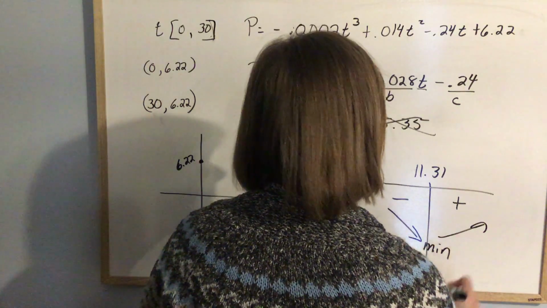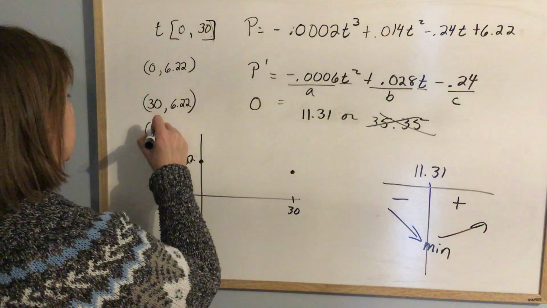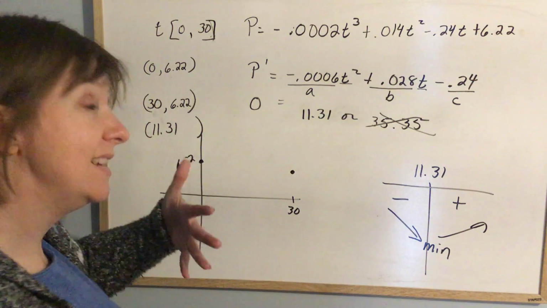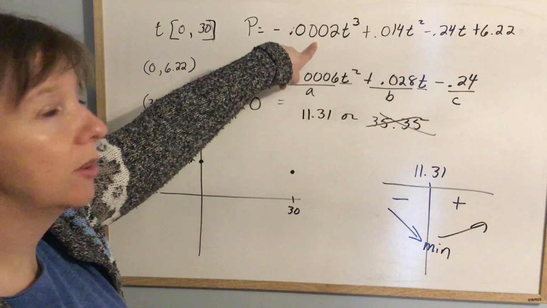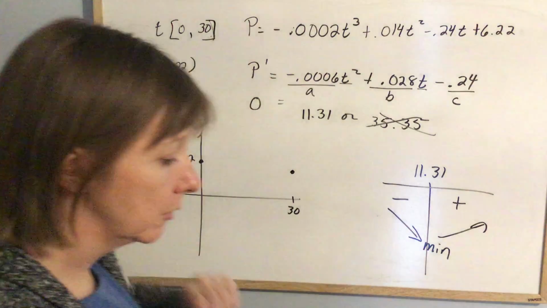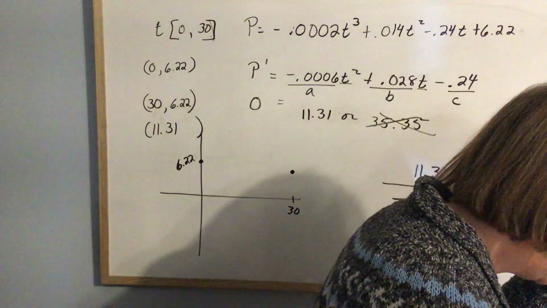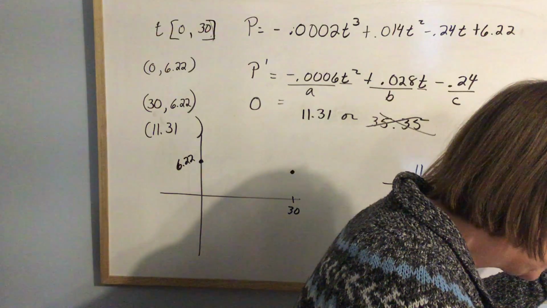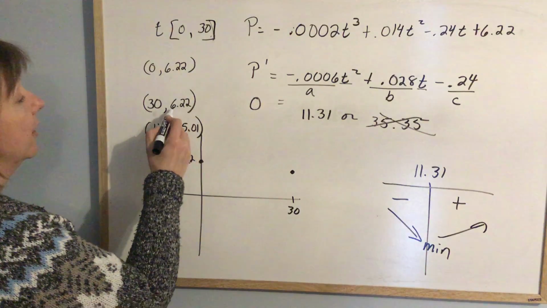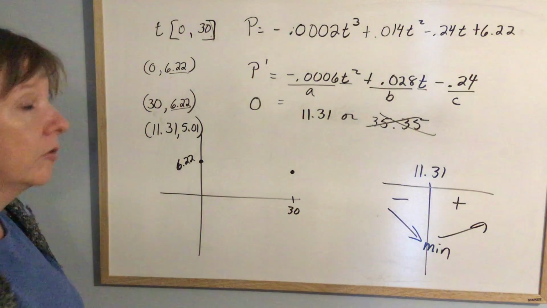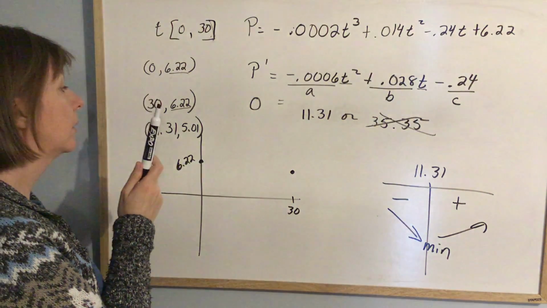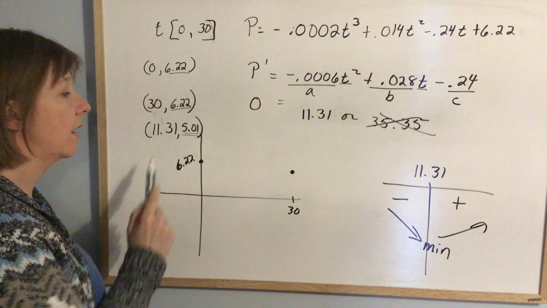So I have a minimum when my t value is 11.31. So I'm going to put that back into here to figure out the P, not back into the derivative, back into here. And again, I'm not going to bother to do that. Turns out it's 5.01. That is lower than these two numbers. So 11.3 minutes after you put that candy in your mouth, your pH is the lowest it goes at 5.01.